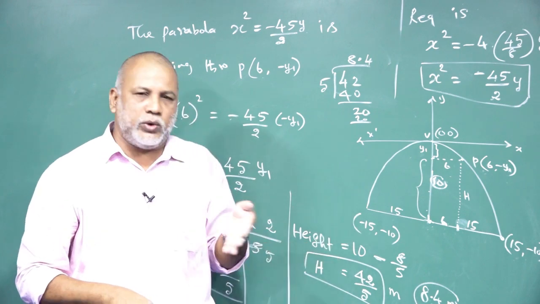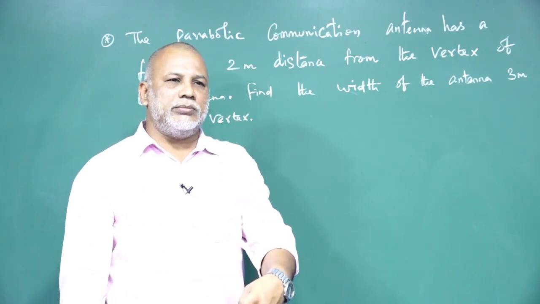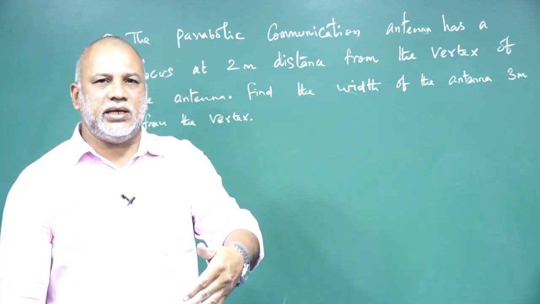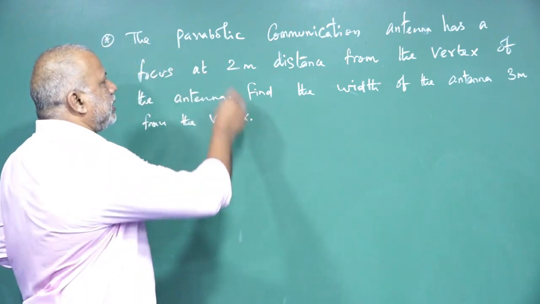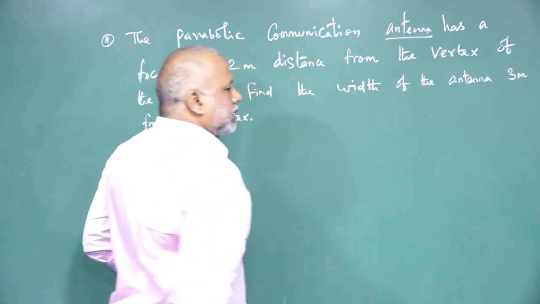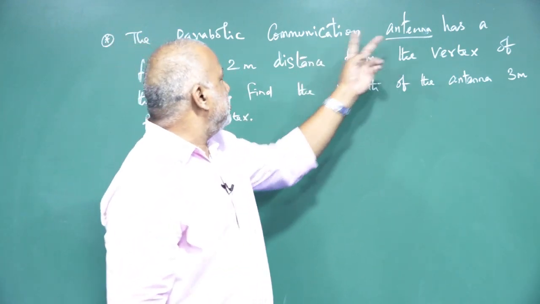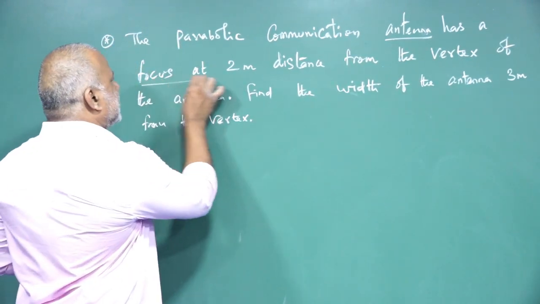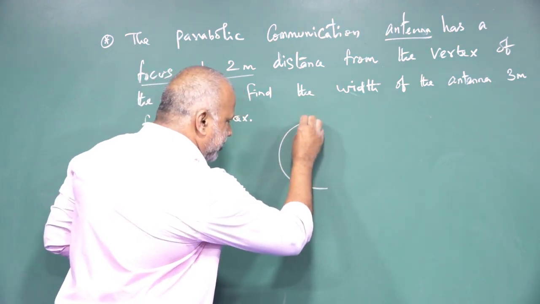In the same order, we are going to work out one more problem. Friends, the same type, one more problem, but now the parabolic model may be different. Already we discussed 4 sums based on type number 4. See, a parabolic communication antenna. You can see many dish antennas in your home. So, the parabolic communication antenna has a focus at 2 meter. Now listen, here is a rough diagram.